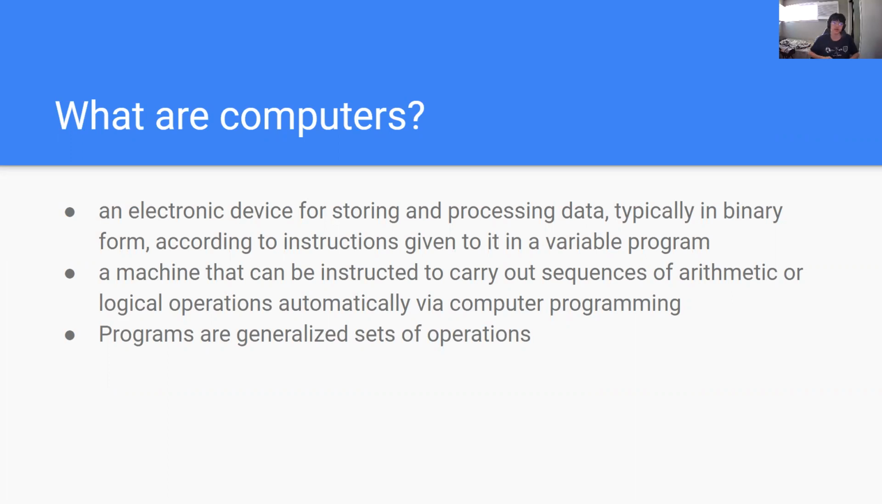It's very simple. Now, a computer is also a machine that can be instructed to carry out a certain task, like sequences of arithmetic or logical operations, automatically via computer programming. That means that a computer can be programmed to just do whatever you want. It can carry out a certain task. And the way you do this is by programming it to do that. And these programs are just generalized sets of operations, as I explained before. They're just series of instructions that you give to a computer to make it do a certain task.